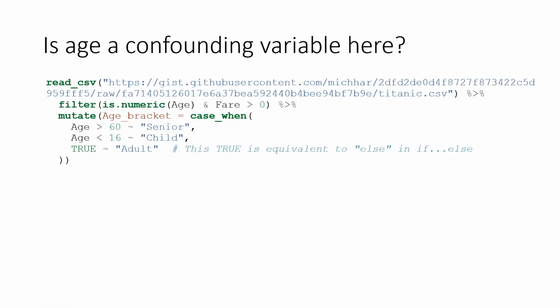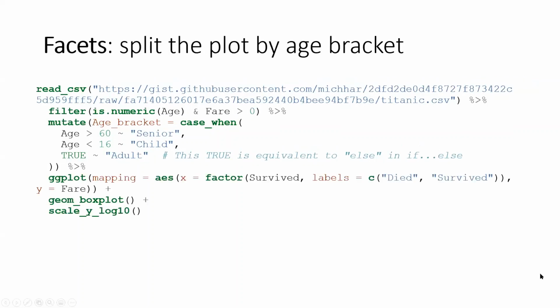Okay, so now we've assigned all of our passengers to one of these three groups based on their age. And now we want to ask, does that have an impact on whether or not we see an interaction between survival and fare price? Because we might think that, all right, maybe there's a senior discount, or maybe children pay a flat rate, so it doesn't matter what their ticket prices are as much.